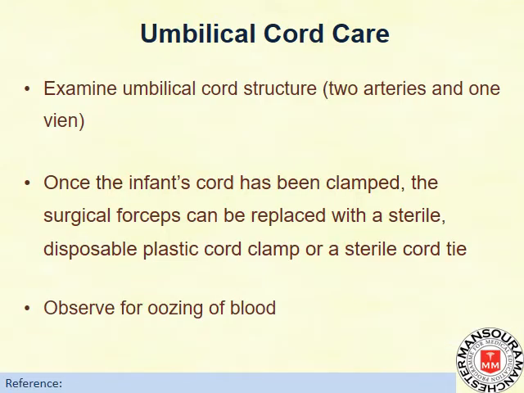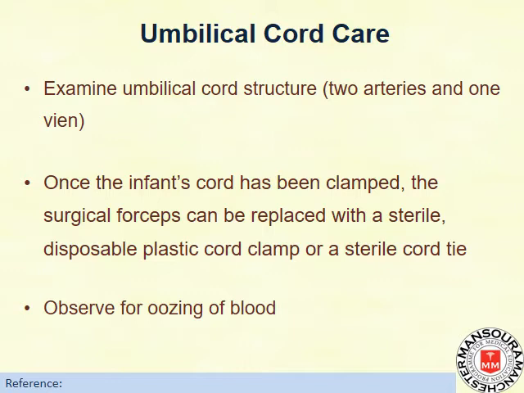Now we come to the umbilical cord care. You should examine the umbilical cord structure, and the umbilical cord stump should have 2 arteries and 1 vein. And you can differentiate easily between the vein and the artery because the vein is thin-walled and is larger than the artery. The artery has a thicker wall and it is narrower.